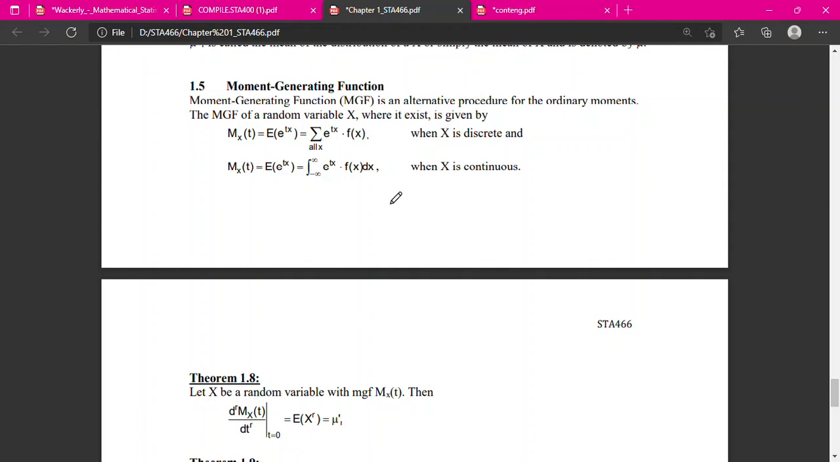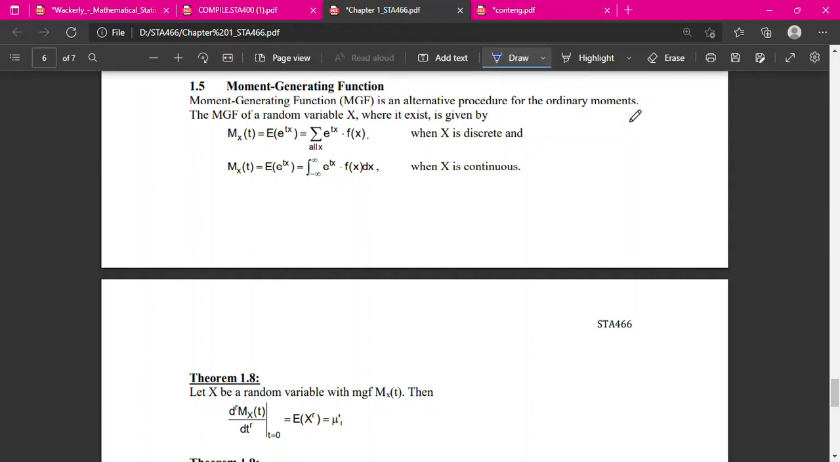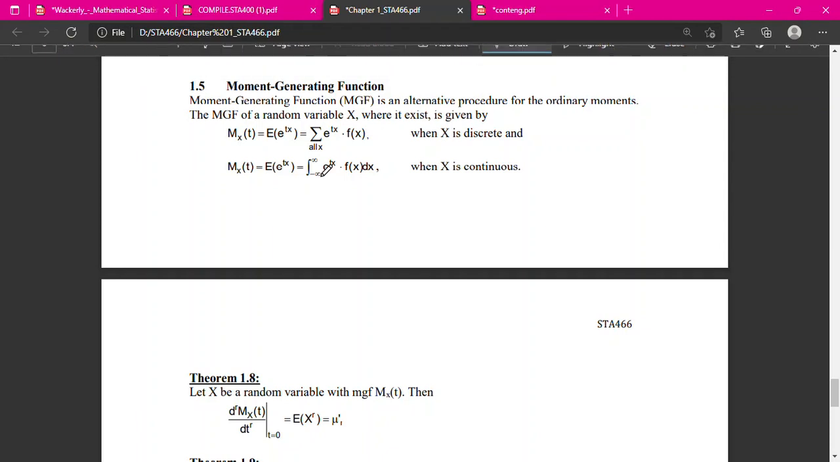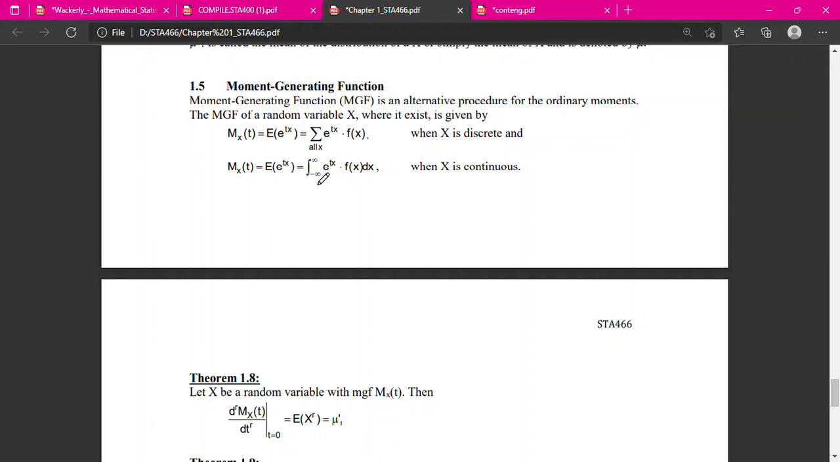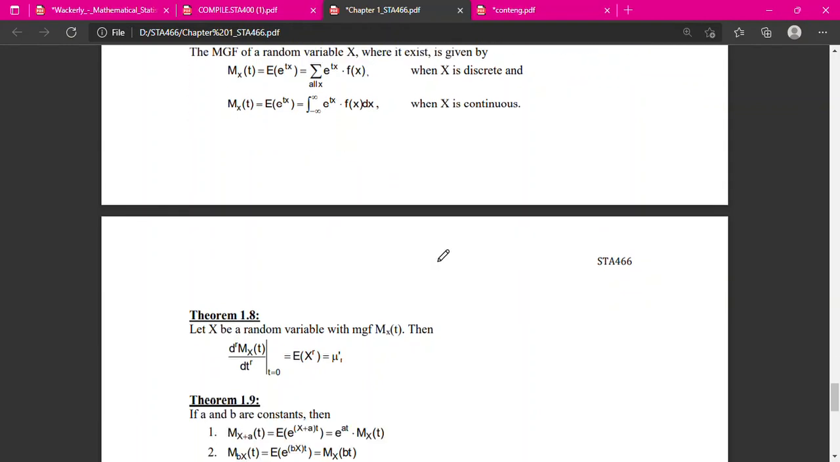Alright, so MGF ni actually adalah, ataupun nama lainnya adalah moment generating function, which is the alternative procedure for the ordinary moment. Using the MGF, we can also find the value of mean, betul tak? The expected value, mean, and also the variance actually, daripada moment generating function. But before that, you should know what is moment.